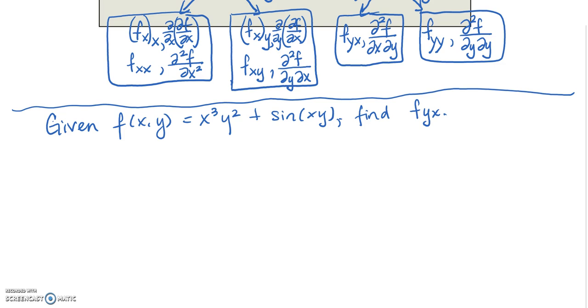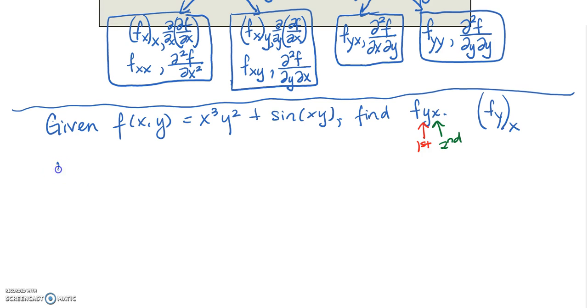So this tells me that I must first find the partial with respect to y, and then second find the partial with respect to x of that partial with respect to y. So I need to find the partial of f with respect to y, and then follow that up with a partial with respect to x. So let's go ahead and do that.